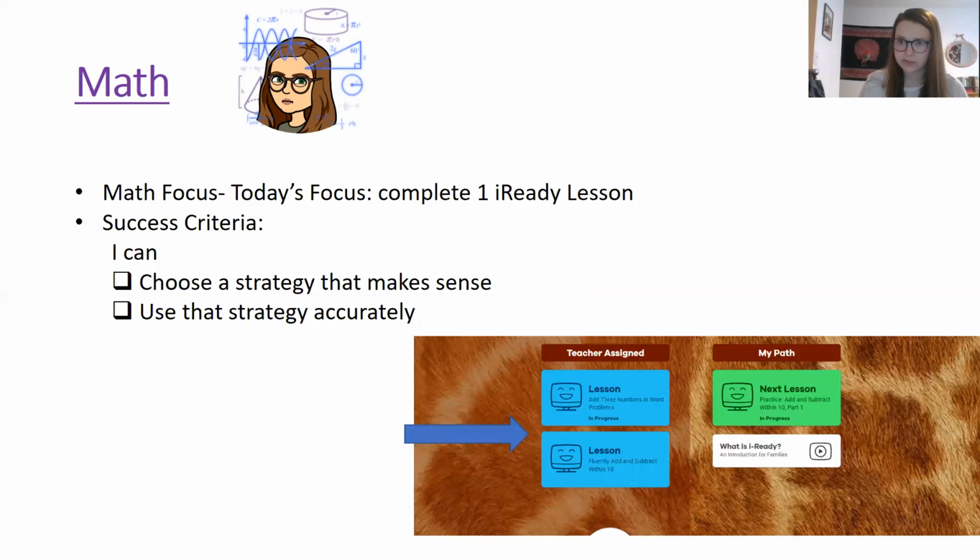If you did both of those lessons yesterday or earlier this week and still want to do some iReady, you can get onto your MyPath lessons and do some math on iReady that way.